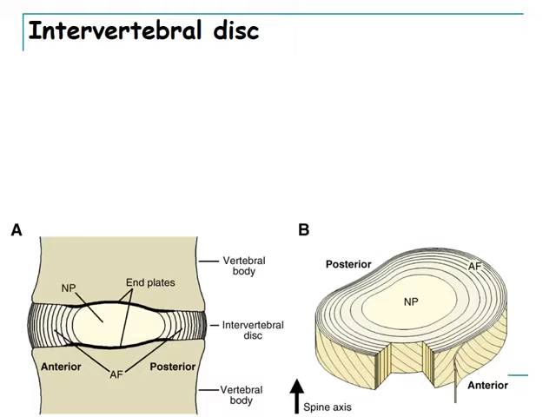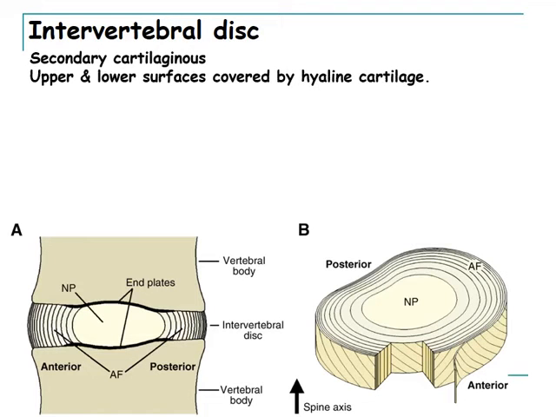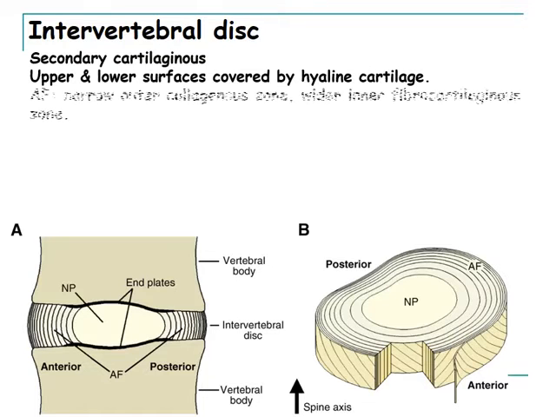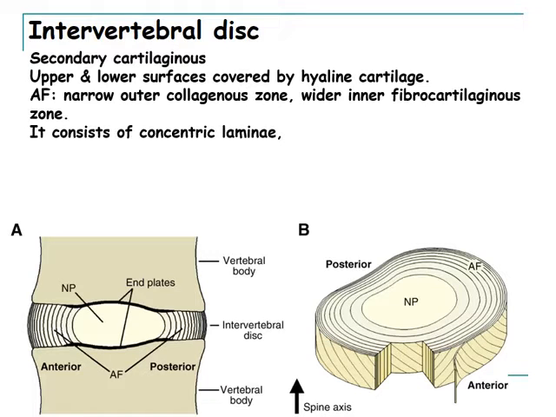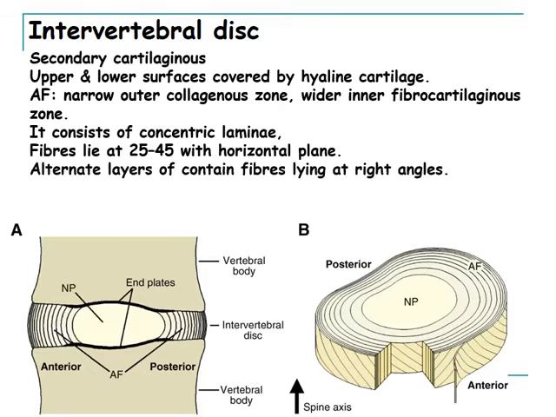Let's start with the structure of the intervertebral disc. The upper surface and lower surface of the intervertebral disc are covered by hyaline cartilage. It consists of mainly two parts, the peripheral part, annulus fibrosus. It has a narrow outer collagenous zone and an inner fibrocartilaginous zone. It consists of concentric lamellae or laminae. The fibers lie at an angle to the horizontal plane, about 25 to 45 degrees. The alternate layers are at right angles to each other.